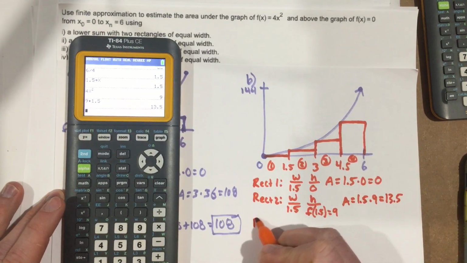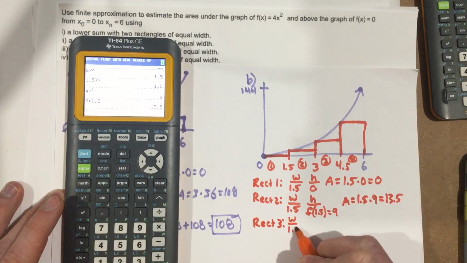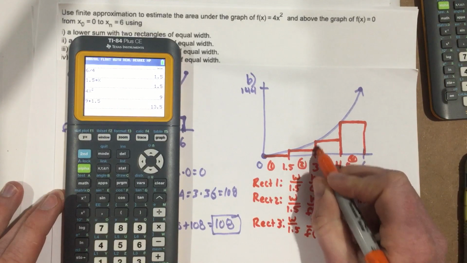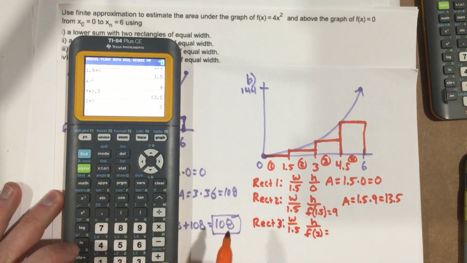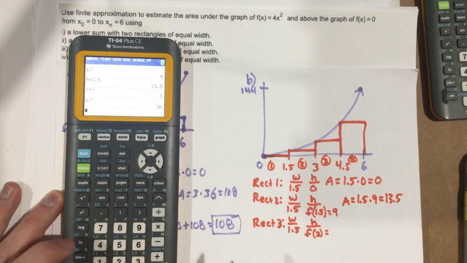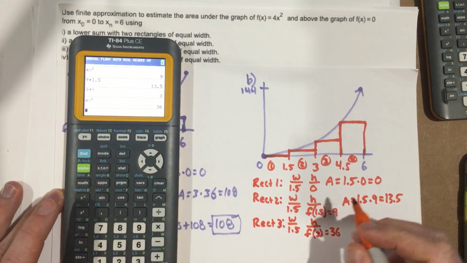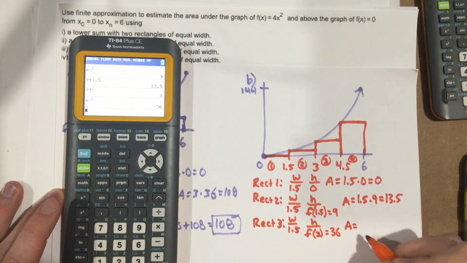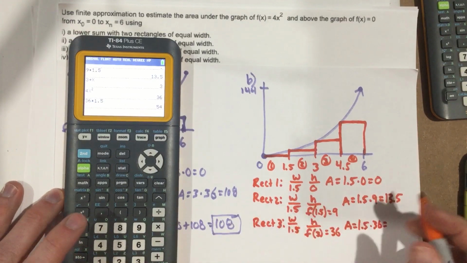Now we do rectangle 3. Again, the width, 1.5. The height is, for rectangle 3, f of 3 now. All right, 3, store it as x. Grab that function. That tells us it's 36. So then we'll take the area equal to 1.5 times 36, and 36 times 1.5, 54.